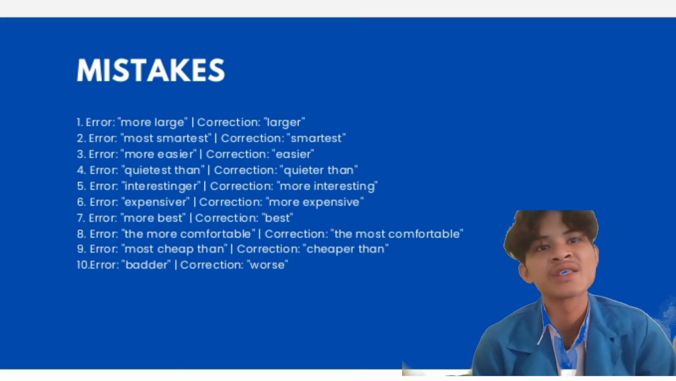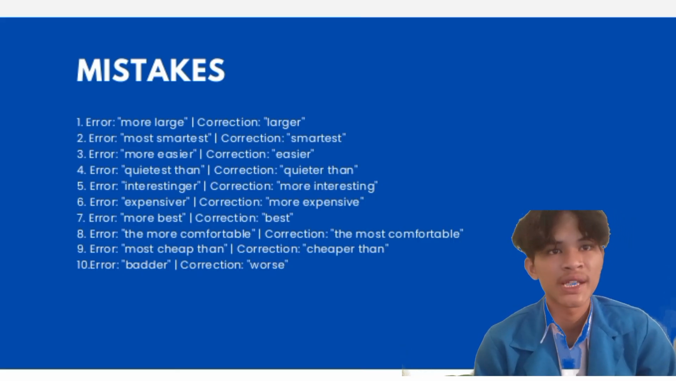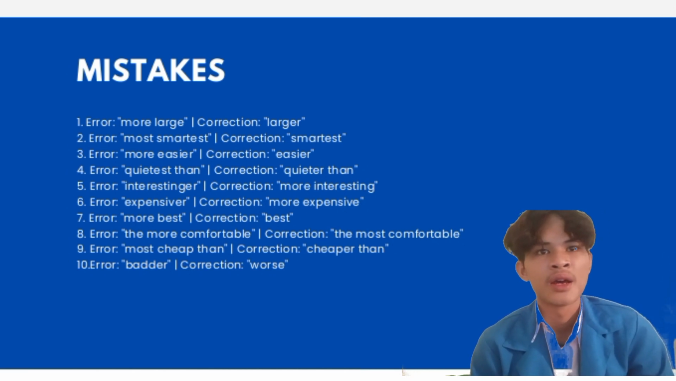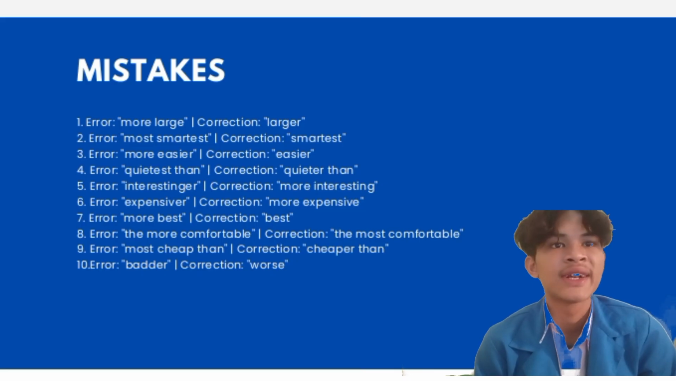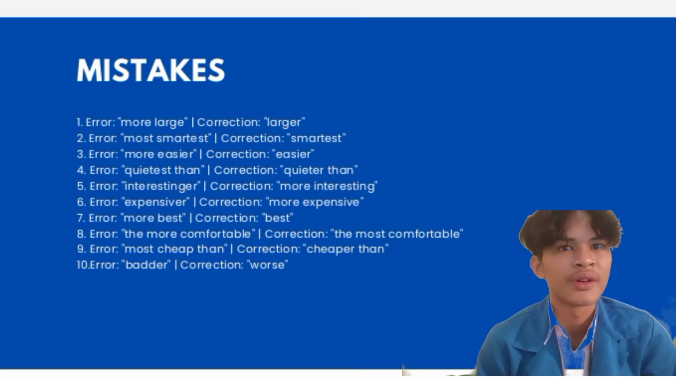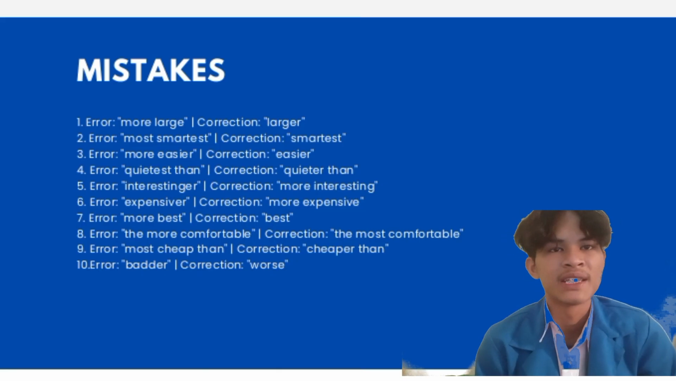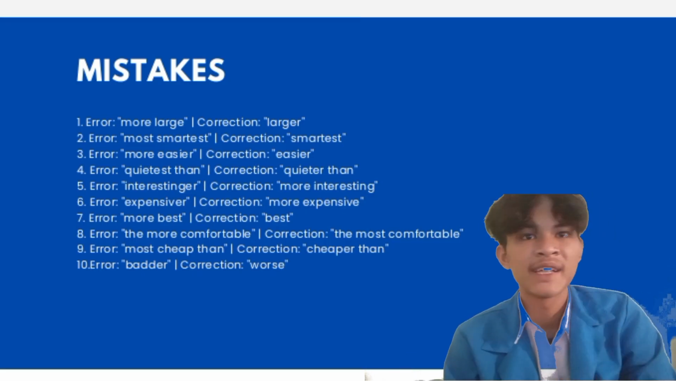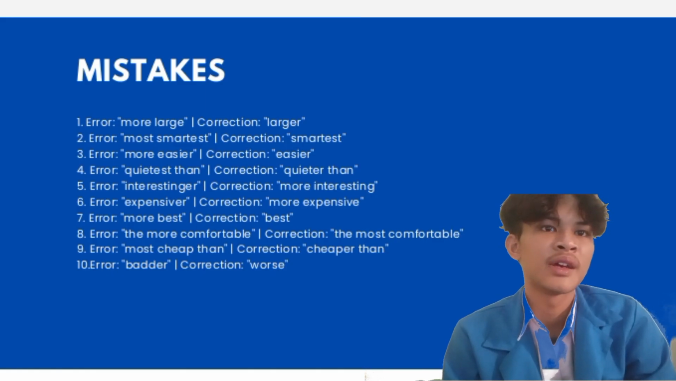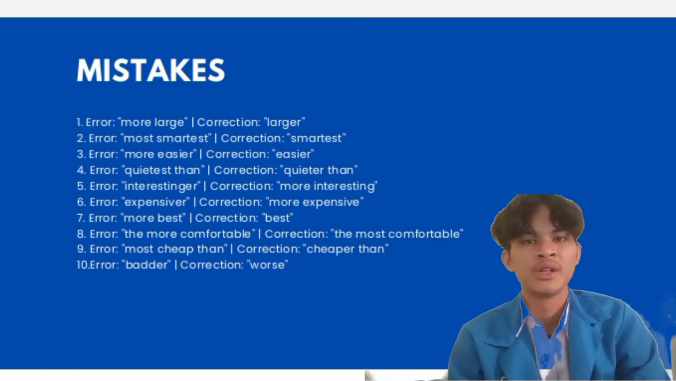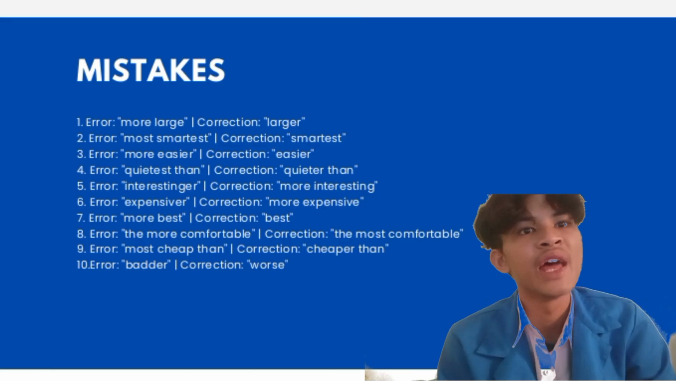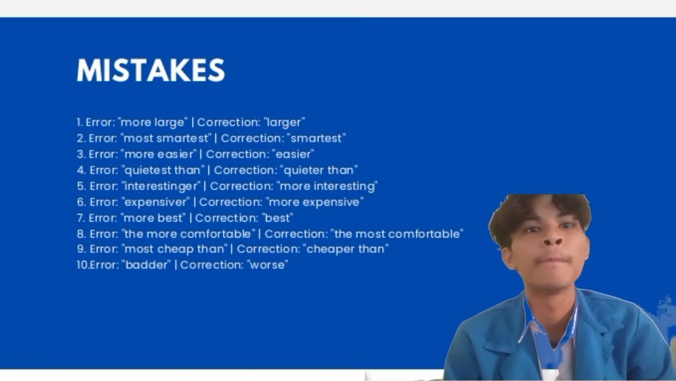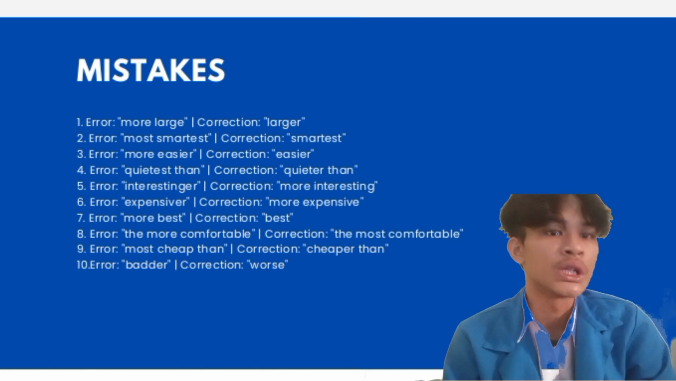Number 5, interestinger. The correction is more interesting. Number 6, expensiver, and the correction is more expensive. Number 7, more best, and the correction is only best. Number 8, error, the more comfortable, and the correction is the most comfortable. Number 9, most cheap than, the correction is cheaper than. Number 10, better, correction worse.